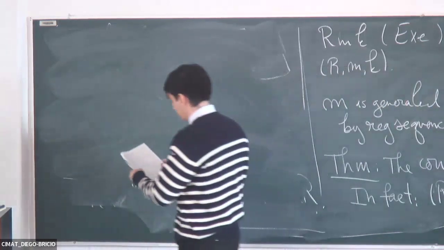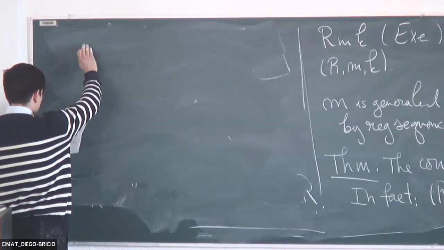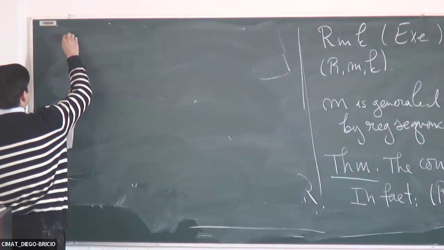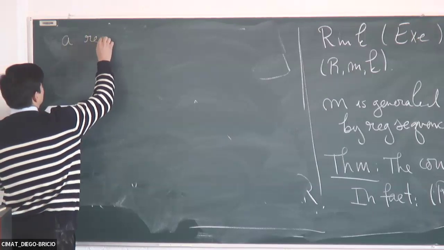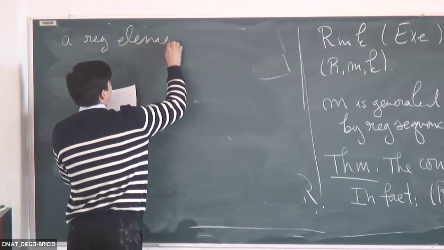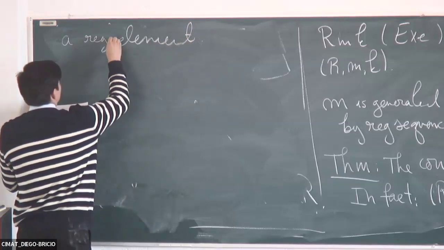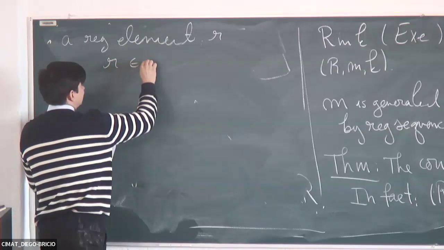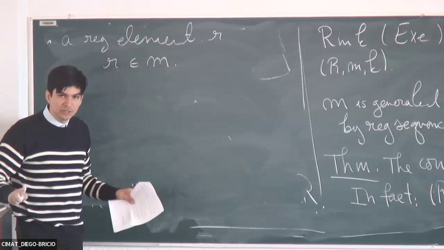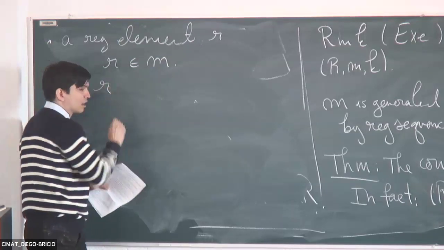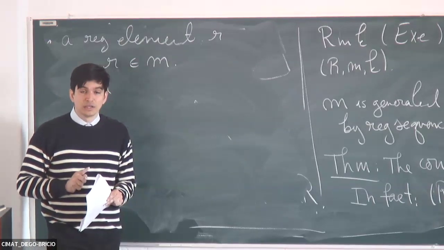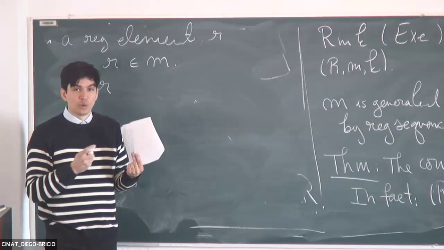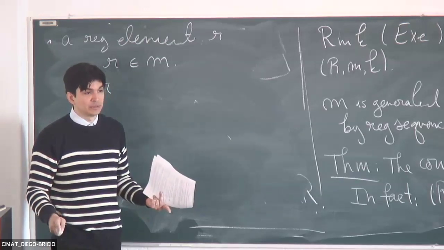So to be a regular element, let's say r, it has two properties. It is in the maximal ideal, in other words, it's not a unit, and r is not a zero divisor, or in other words, it is a non-zero divisor, which means that it avoids all the minimal primes.